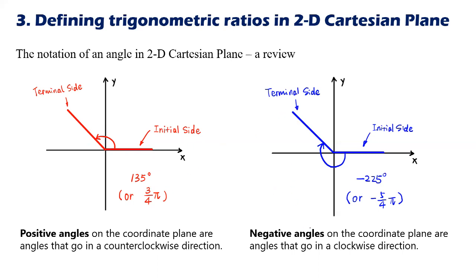On the other hand, negative angles on the coordinate plane are angles that go in the clockwise direction. For example, if the initial side is the positive direction of the x-axis and it turns clockwise to the terminal side here, this angle is a negative angle. For example, this angle here is minus 225 degrees, or minus 5 pi over 4. Understand? So now we are clear what is a positive angle and what is a negative angle.